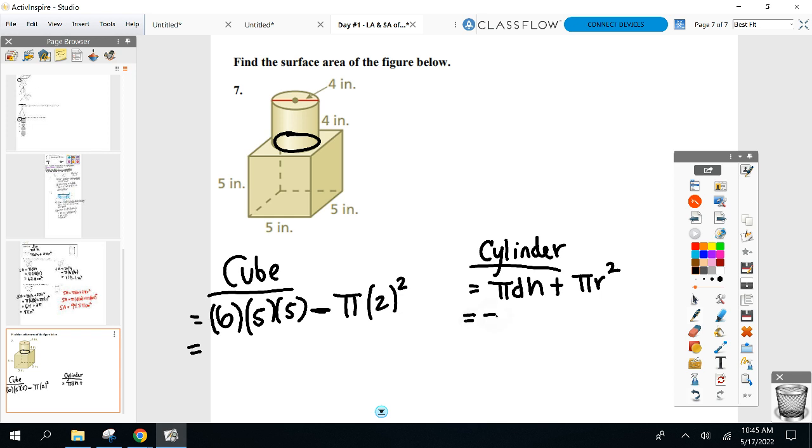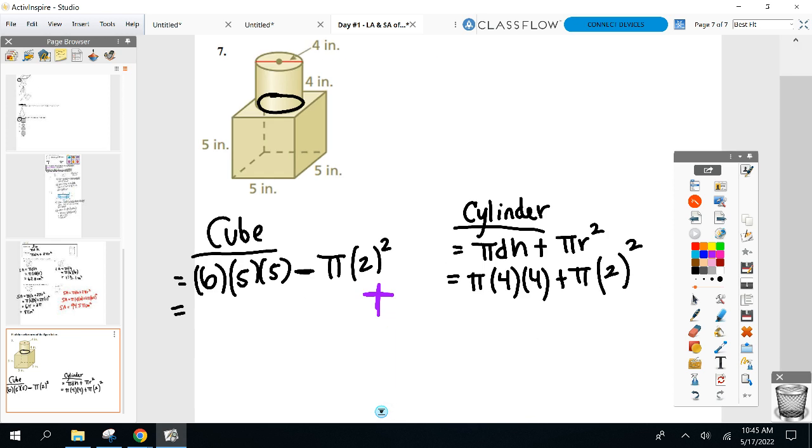So this will end up being pi times 4 for the height, plus pi, radius is 2 squared. And then what am I going to do with the cube and cylinder surface area that's showing? I don't want us to just find them separately. I want to add them together. Those are going to be tough ones for us, but we can't just skip over them.